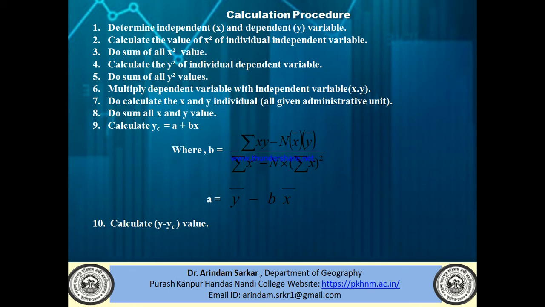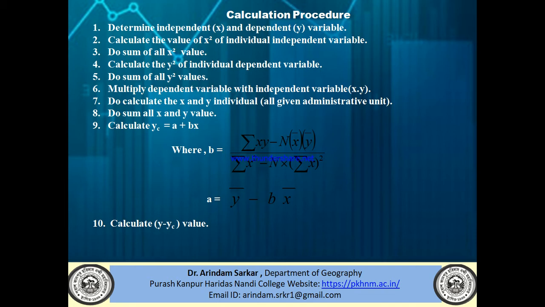Now the calculation procedure. You need to first determine the independent variable and the dependent variable from the following data. That means you need to identify which one is the x variable and which one is the y variable. Now you need to go for calculation. Calculate the x square value of each independent variable. Next, sum all the x square values. Next, calculate y square of each dependent variable. Next, sum all the y square values.